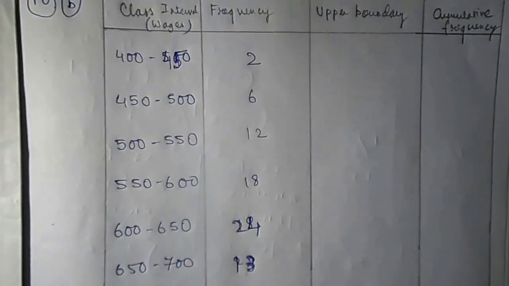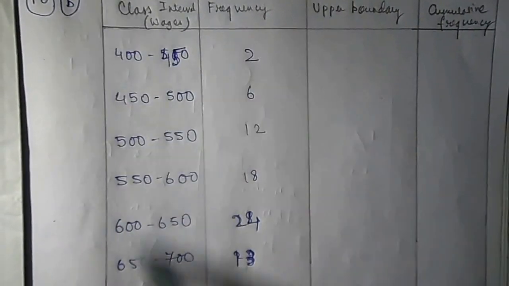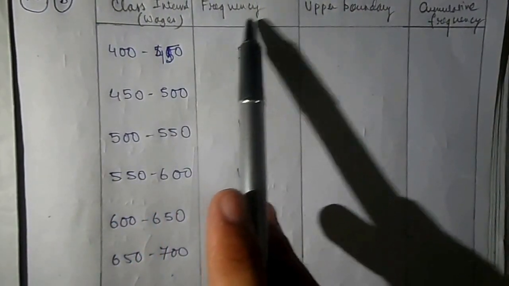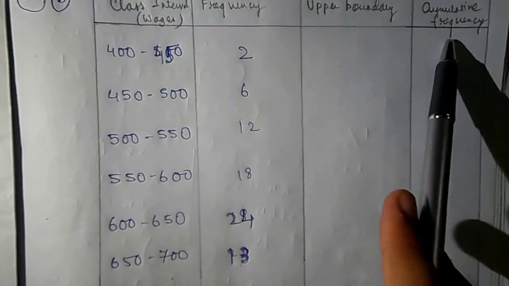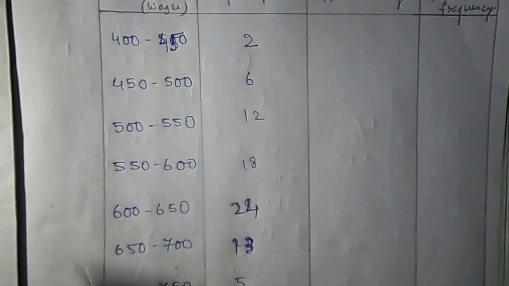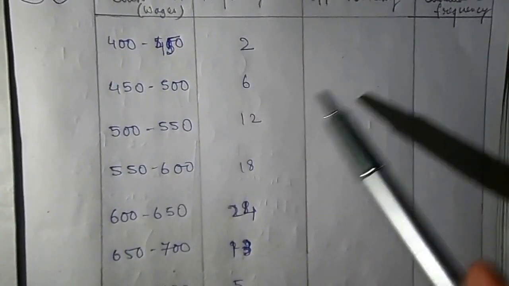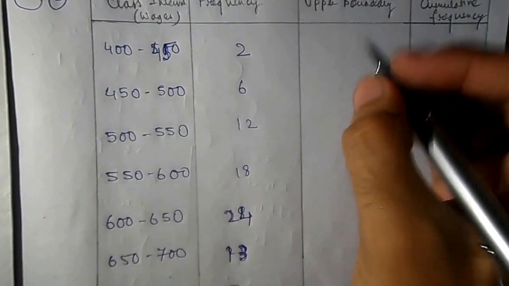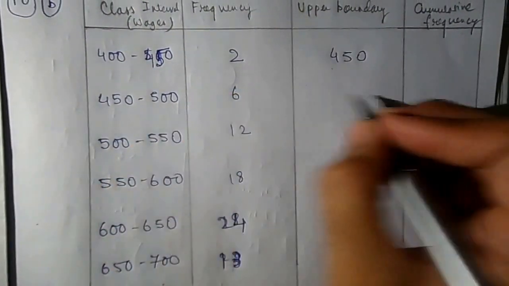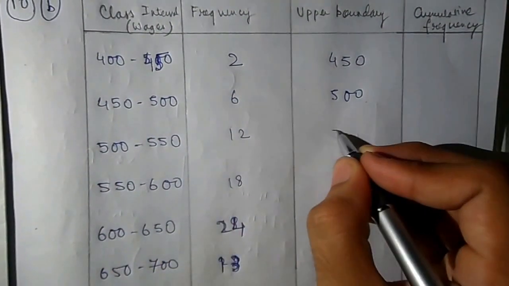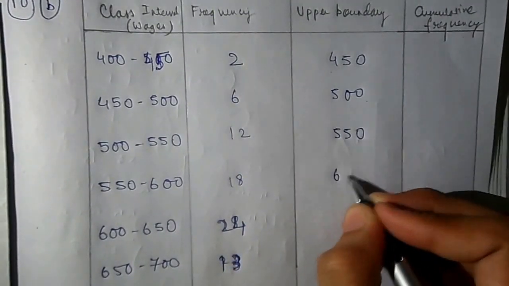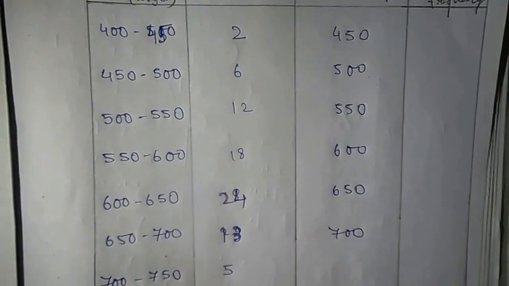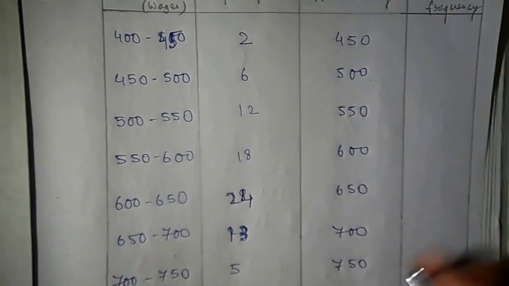So let's start. You have to make a table something like this: class interval, wages in this case, frequency, that is the number of workers, upper boundary and cumulative frequency. This is given, this is given. Now what is the upper boundary? This thing is called the upper boundary. So the upper boundary here is 450, here 500, here 550, here 600, here 650, here 700, here 750. The interval is 50.